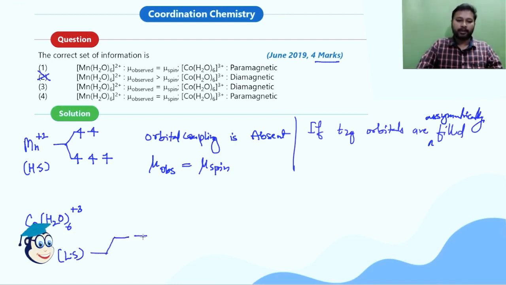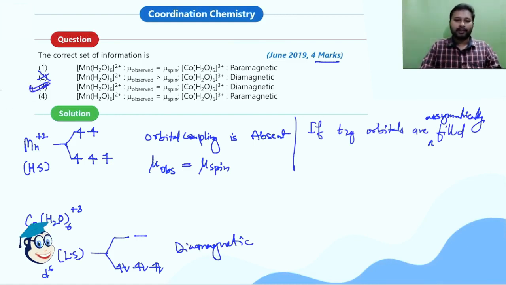If I draw it again, it's an octahedral species, so I'll split it up. This is what I'll get, because cobalt in +3 is a d6 molecule, right? So it becomes diamagnetic. What is paramagnetic? If you have any unpaired electron, that makes the molecule paramagnetic. But since all the electrons are paired, it will be diamagnetic, and also your mu observed is equal to mu spin. So the correct option comes out to be option number 3. That's how you can easily do this question.